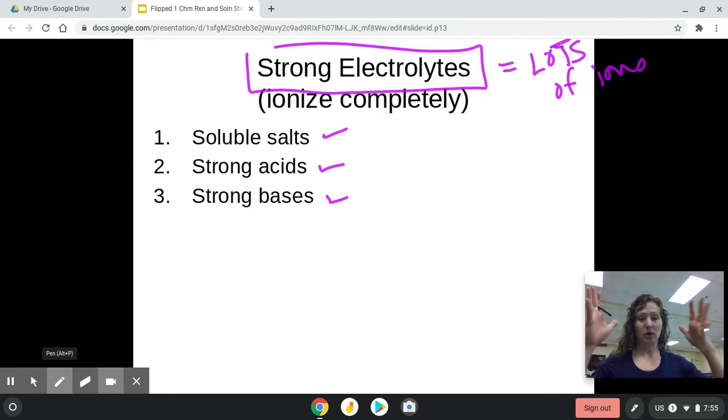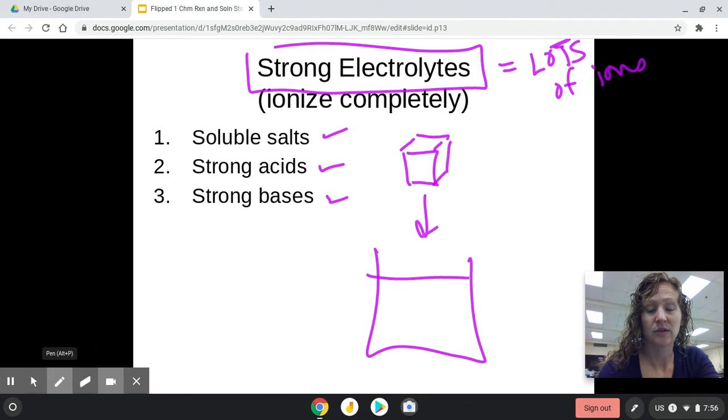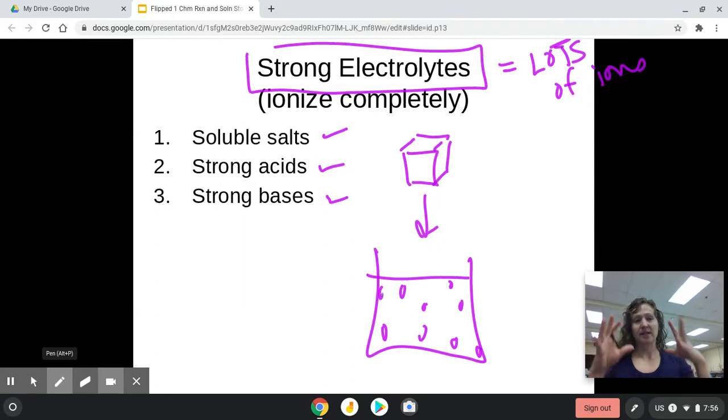These three things, when you take your crystal of all of these three things and you put it into your solute, probably water, the crystal is going to completely break apart into ions. So there's three things that do this. When you put the crystal into water, they completely break into ions, and those are soluble salts, strong acids, and strong bases. So let's break these three categories down a little bit.